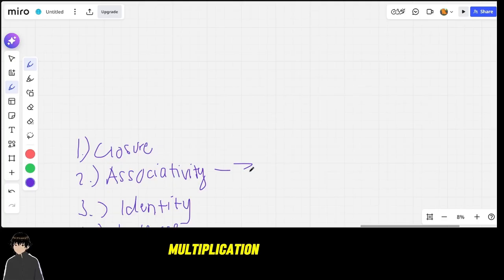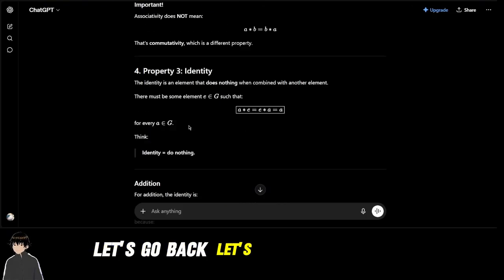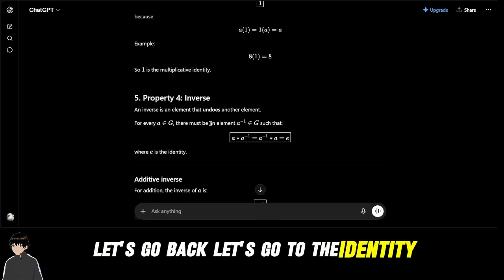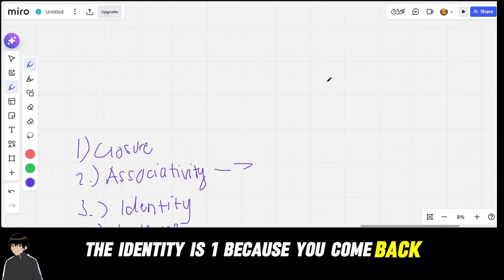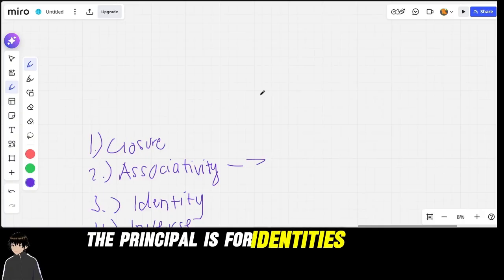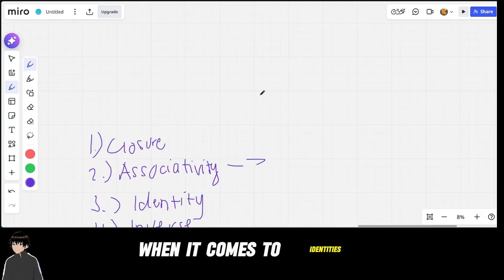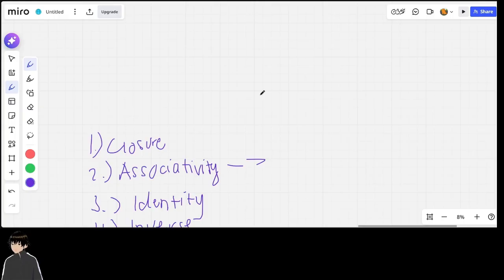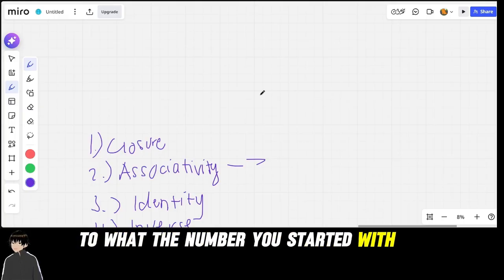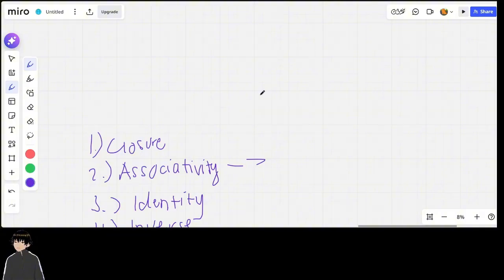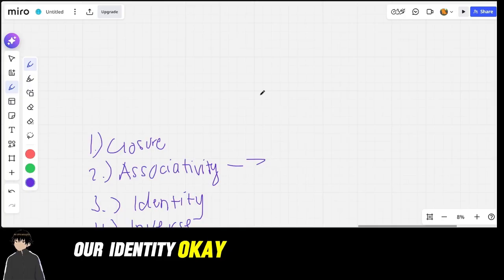Multiplication, however, let's go to the identity. For multiplication, the identity is 1. Because the principle is, for identities in group properties, you should always come back to where you started, to the number you started with, or the number that you operated on. So if we're taking multiplication, our identity will be 1.